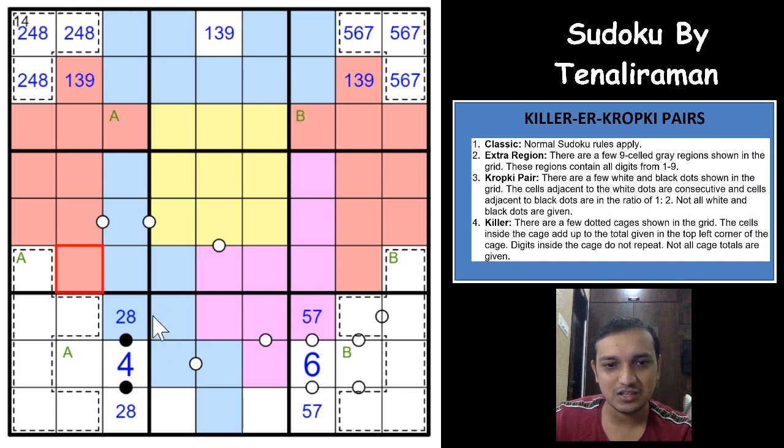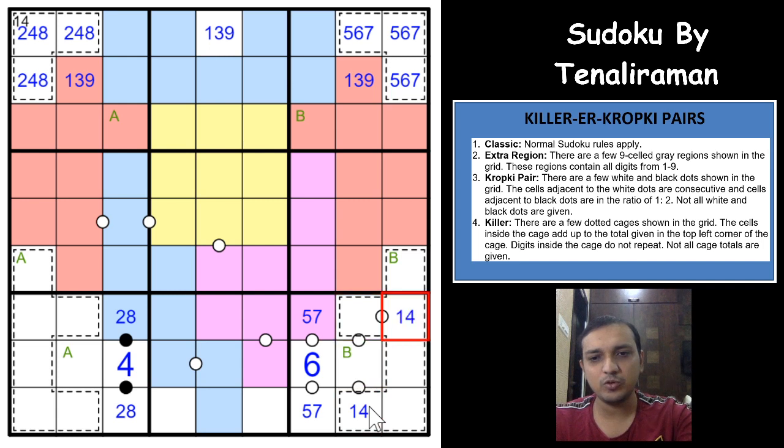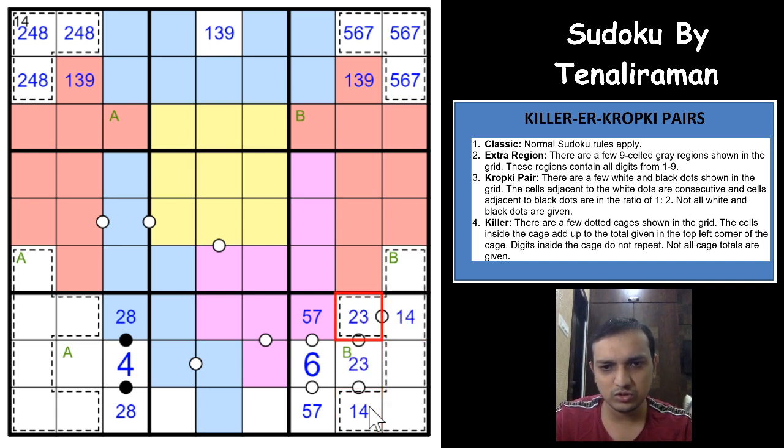We have placed 2 digits at least now, and now I think this should be easily doable, right? So 4 consecutive digits excluding 5, 6 and 7 should be 1, 2, 3, 4. So this would have to be 1 and 4. This would have to be 2 and 3. Because it is either 1, 2, 3, 4 from this side, or 1, 2, 3 and 4 from that side. So it can be anything, right?